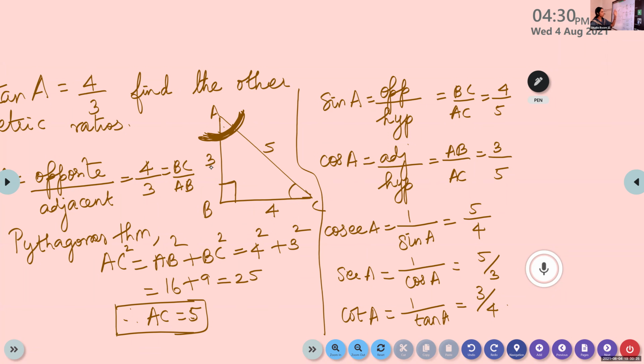Hypotenuse is 5. Now you start the definitions. Sin A is opposite by hypotenuse, so it is 4 by 5. Cos A is adjacent by hypotenuse. For the angle A, the adjacent side is AB by AC, which is 3 by 5. Cosec is the reciprocal of sine. Sec is the reciprocal of cos. And cot is the reciprocal of tan.